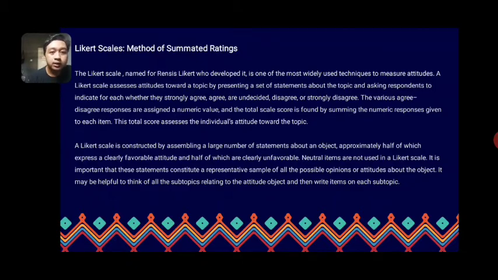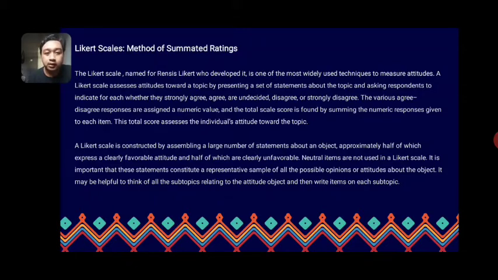The various agree-disagree responses are assigned a numeric value, and the total scale score is found by summing the numeric responses given to each item. This total score assesses the individual's attitude toward the topic.